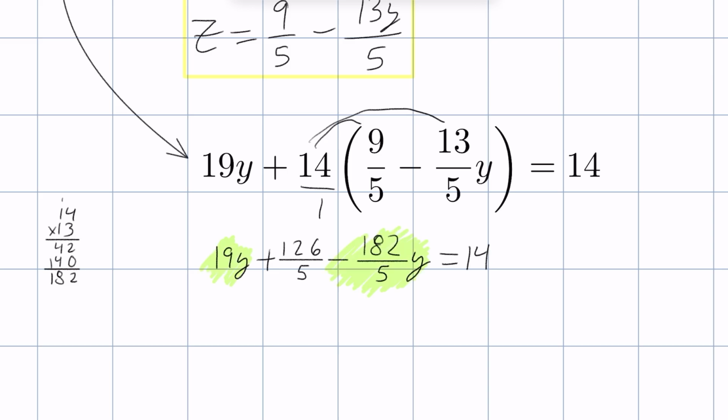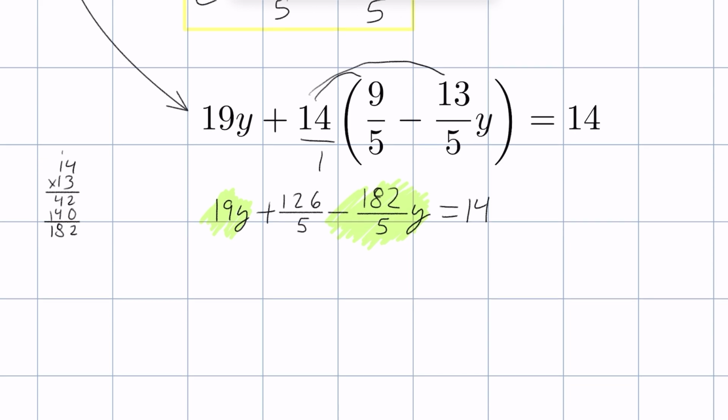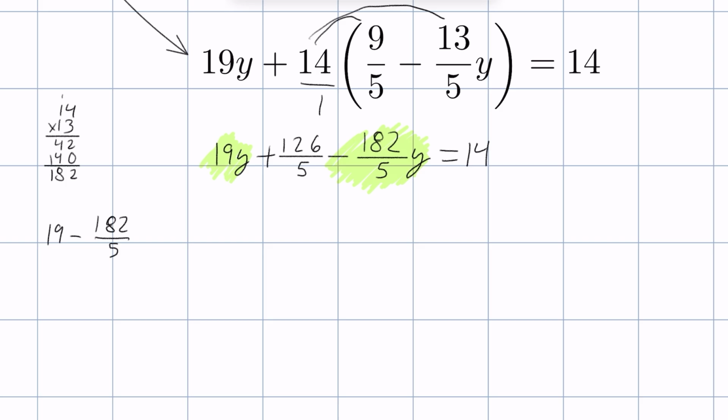The easiest way to handle this is to do a side calculation and say, what is 19 minus 182 over 5? We're just looking at the coefficients. We know it will be y when we put it back into the equation. So we can treat that as 19 over 1. We can multiply it by 5 over 5. 5 times 9 is 45. 5 times 1 is 5, plus 4 is 95.